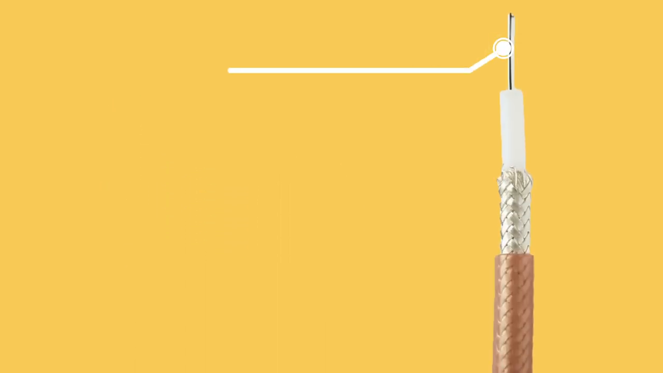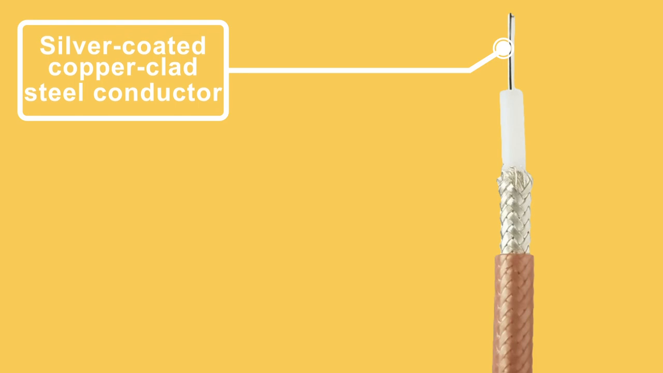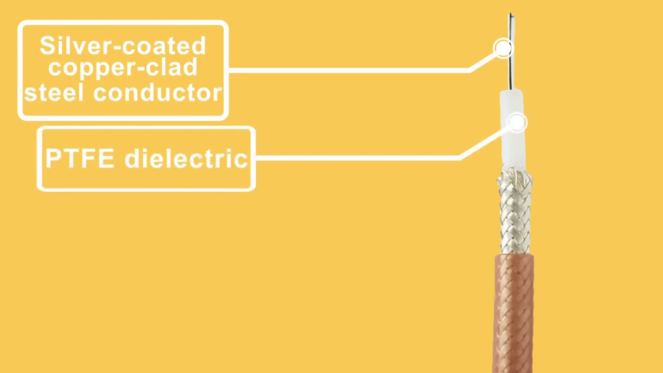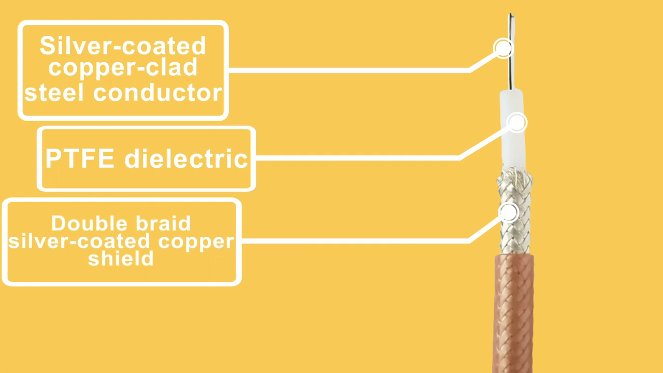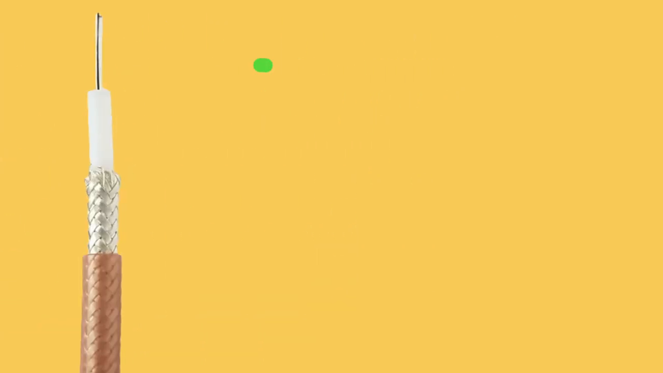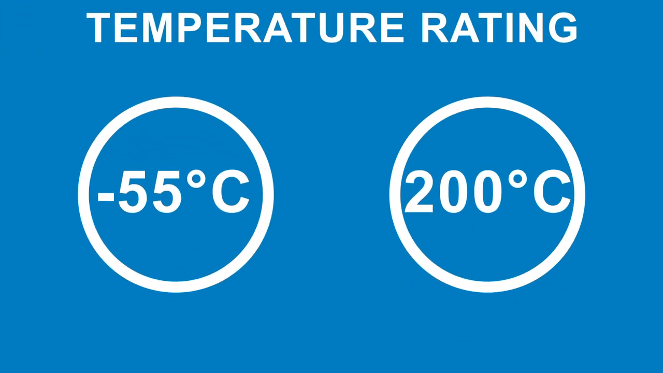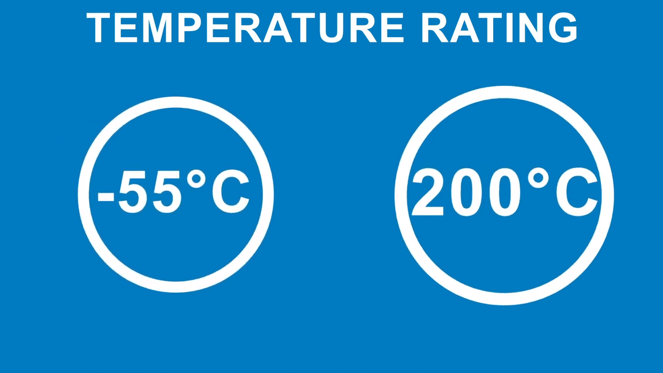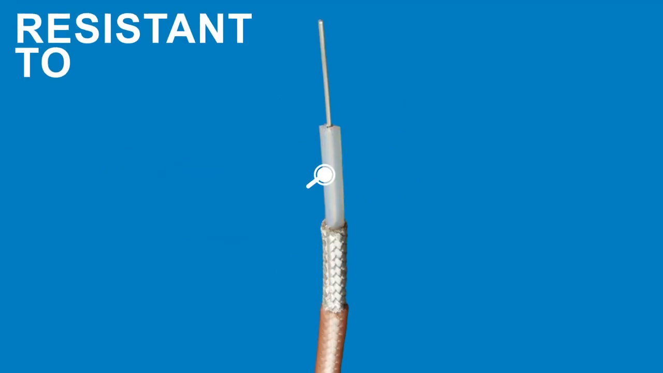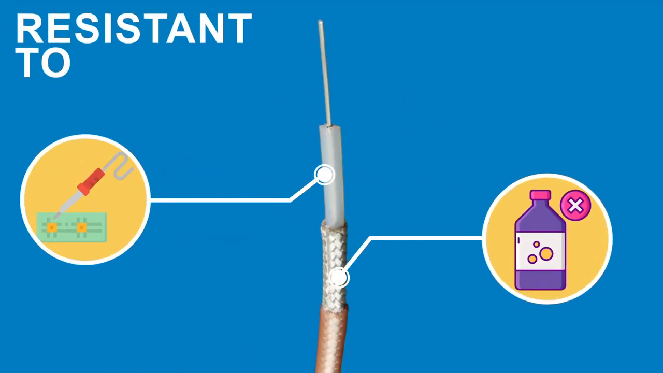RG142 wire features a solid, silver-coated copper-clad steel conductor, PTFE dielectric, a double braid shield of silver-coated copper, and an FEP jacket. It meets mil-spec M17/60-RG142 and has a temperature rating of minus 55 degrees Celsius to 200 degrees Celsius. It may be used up to 1900 volts. In addition to its high temperature and voltage ratings, RG142 wire is solder and solvent resistant.